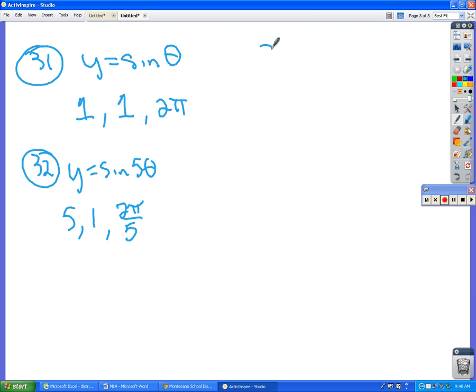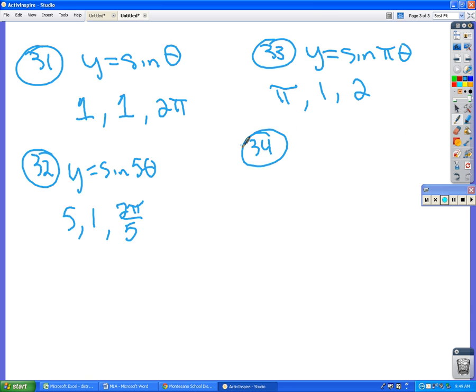Okay, 33 says y equals sine of pi theta. 2 pi over, so it's just 2 pi. Right? So how many cycles does it complete? Pi number of cycles, 3.14 cycles. What's the amplitude? 1. And what is its period? 2. Because of pi signs. So the pi's cancel.